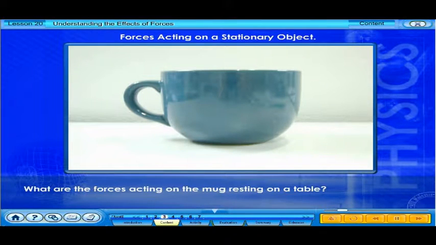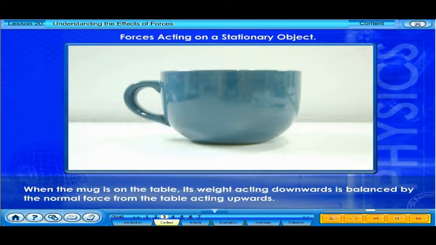What are the forces acting on the mug resting on a table? When the mug is on the table, its weight acting downwards is balanced by the normal force from the table acting upwards.